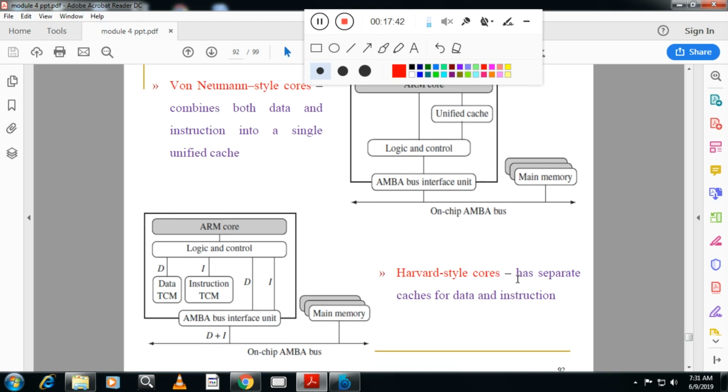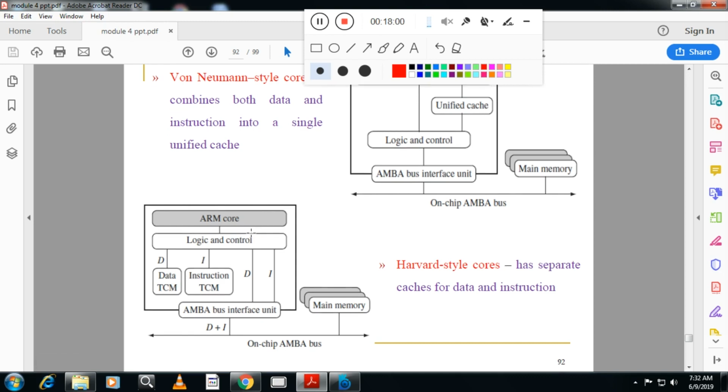Next we have the Harvard style, a separate cache for data and instruction. In the first one we have a unified cache. A unified cache means a single cache for data and instruction. Here there are separate caches: one cache is for data and one cache is for instruction. This is built inside the ARM core.